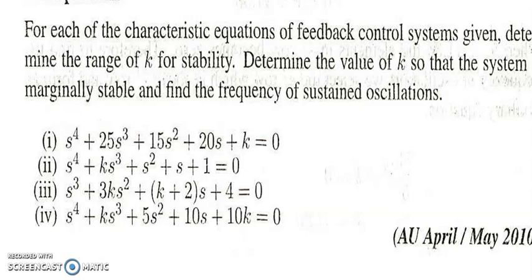Now take another form of problems where you have a characteristic equation of the form s4 plus 25s cube plus 15s square plus 20s plus k. So for each of the characteristic equations of the feedback control system, determine the range of k for stability. Determine the value of k so that the system is marginally stable, and find the frequency of sustained oscillations.